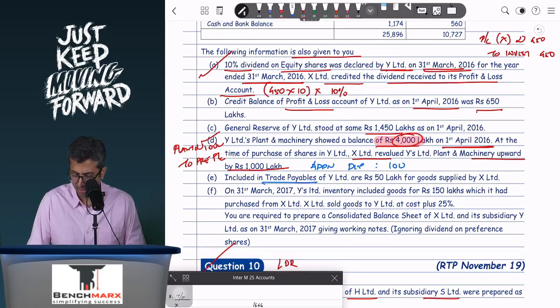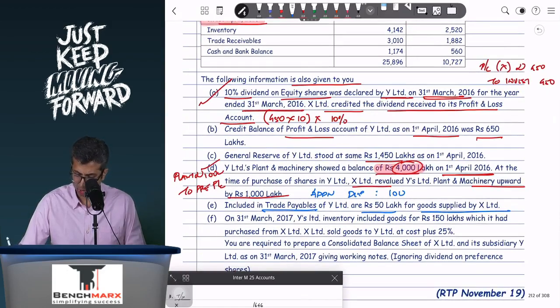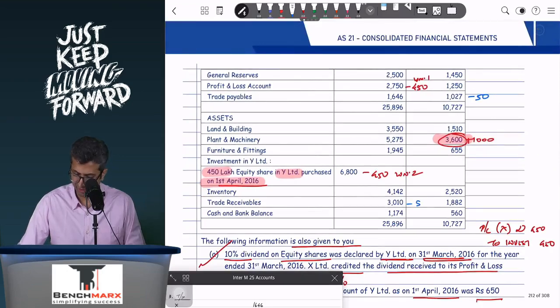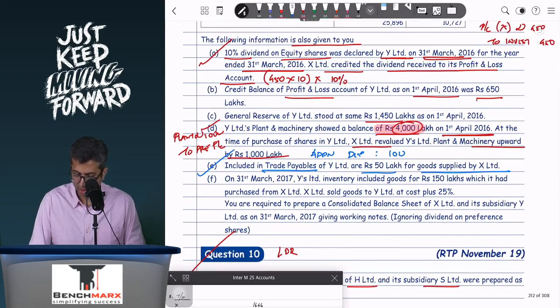Included in trade payables of Y are 50 lakhs for goods supplied by X. So from trade payables, you will subtract 50, and also in trade receivables over here you will subtract 50, for example. Okay, this is done. On 31st March 17, Y's inventory included goods of 150 lakhs which it had purchased from X. So this is downstream.